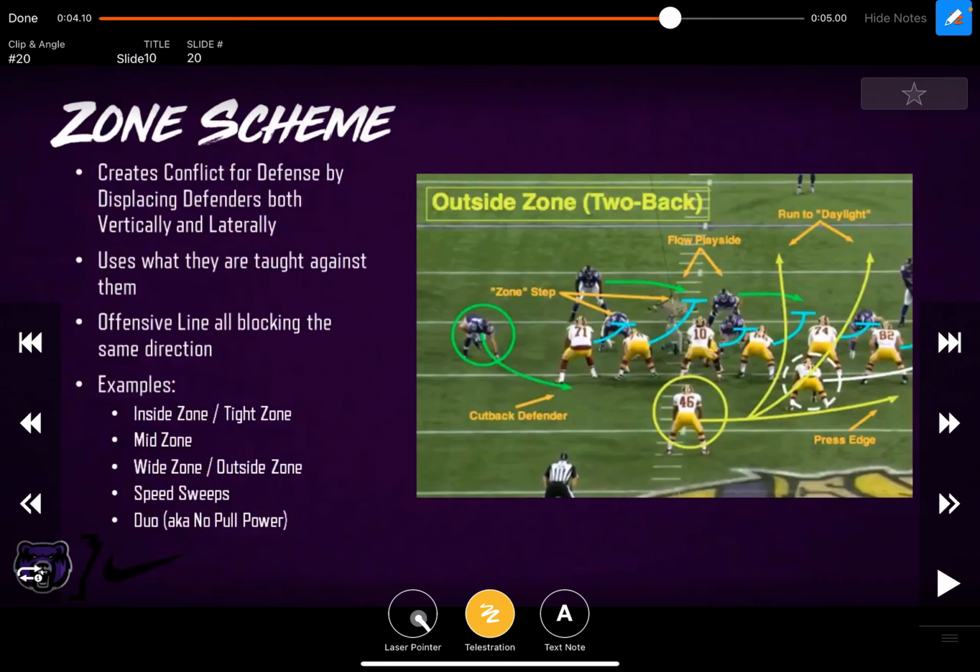But the big thing when you're watching TV, if you see all these blockers like you can see drawn right here, all moving the same direction, it's probably a zone scheme.